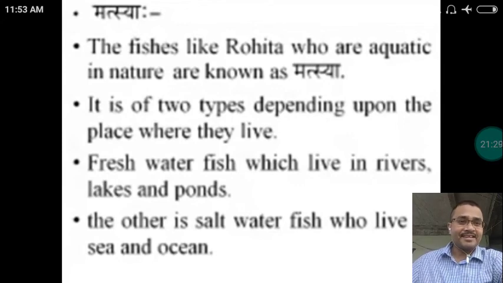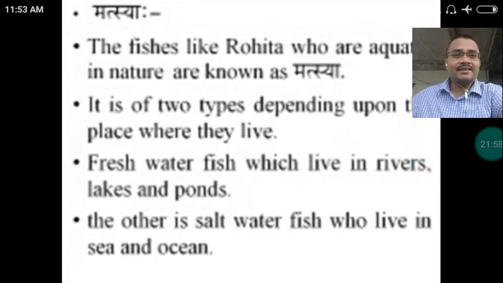The fishes like Rohita, Rohu, who are aquatic in nature, are known as matsya. The best fish is Rohita as per Charaka Samhita. It is of two types depending upon the place where they live. Freshwater fish, which live in rivers, lakes, and ponds, and the other is saltwater fish, which live in sea and ocean. The best meat is the flesh of fish, and among them, the best meat is the flesh of Rohita fish that live in freshwater.